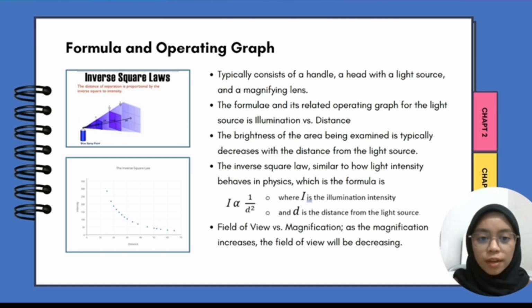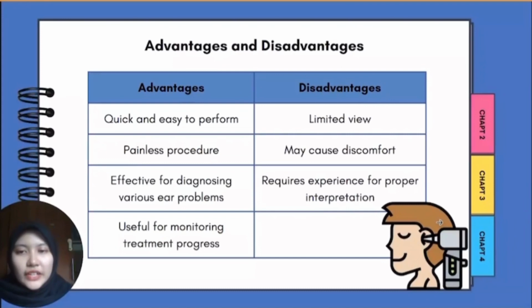As for the magnifying lens, its operating graph is field of view versus magnification. In this operation, as the magnification increases, the field of view decreases. This is a trade-off that is managed by the otoscope design to provide a balance between the detail and the context. Next, I will talk about the advantages and disadvantages of otoscopy.